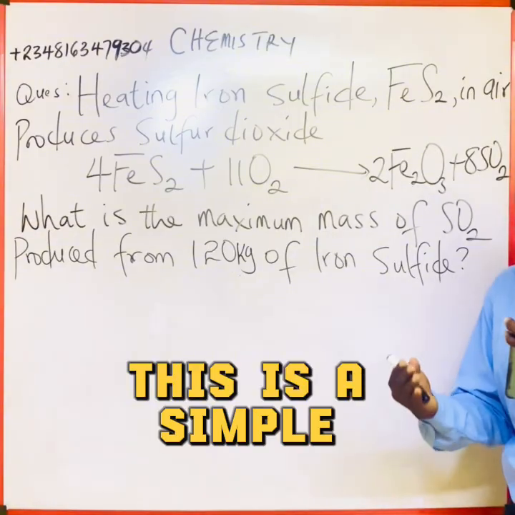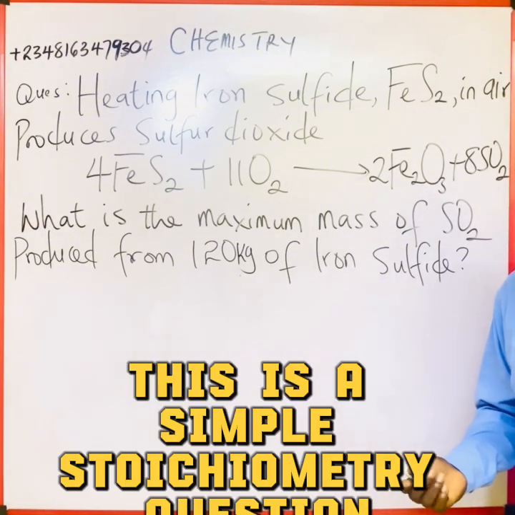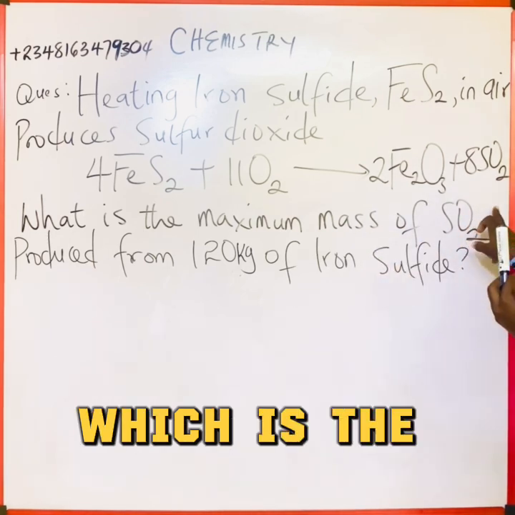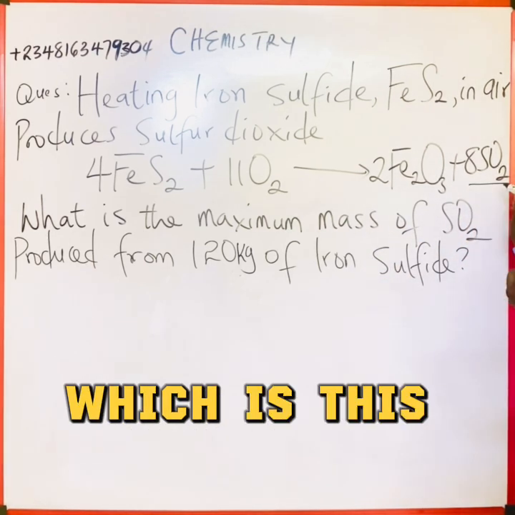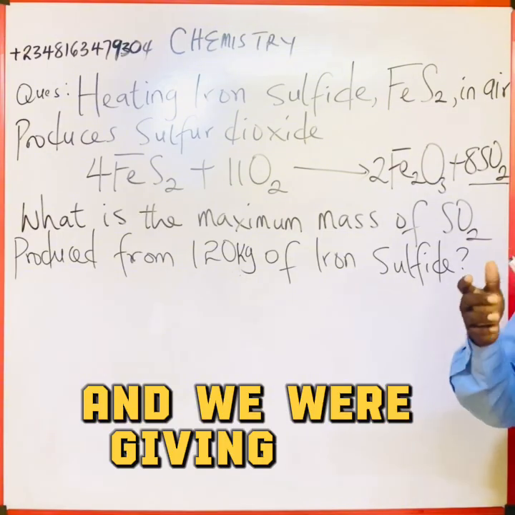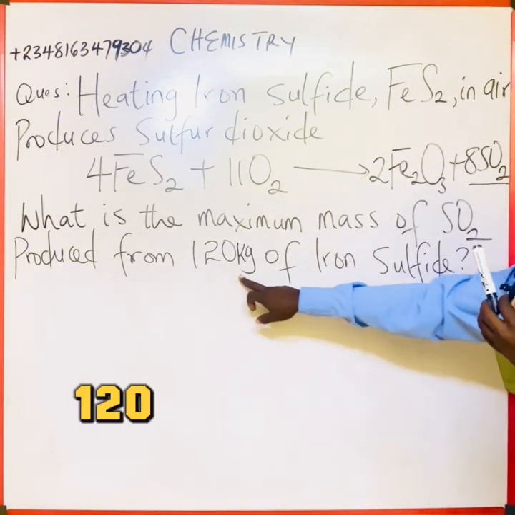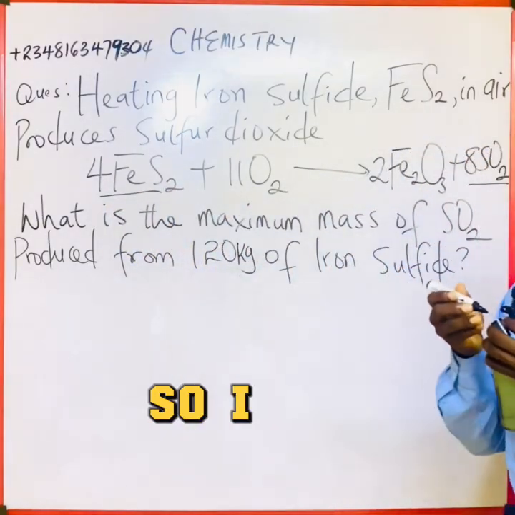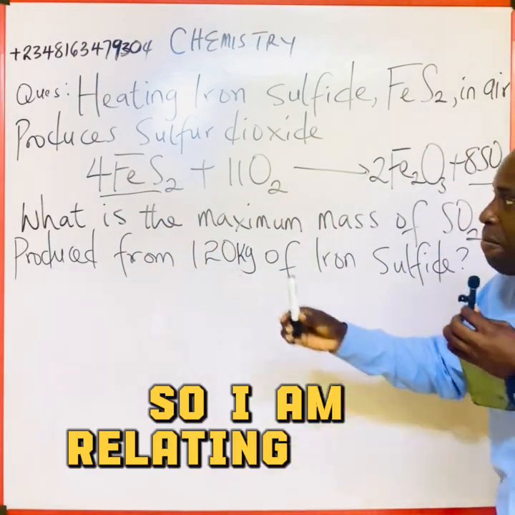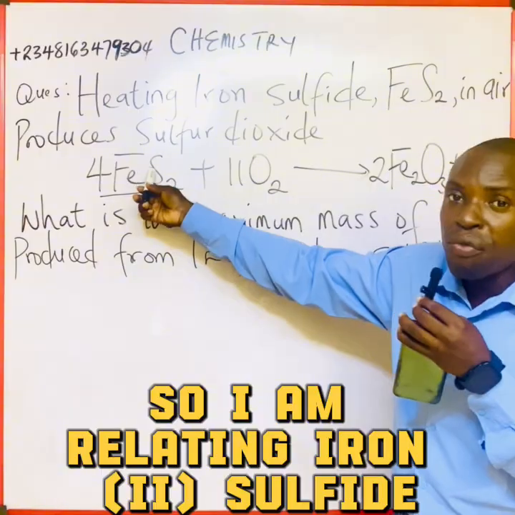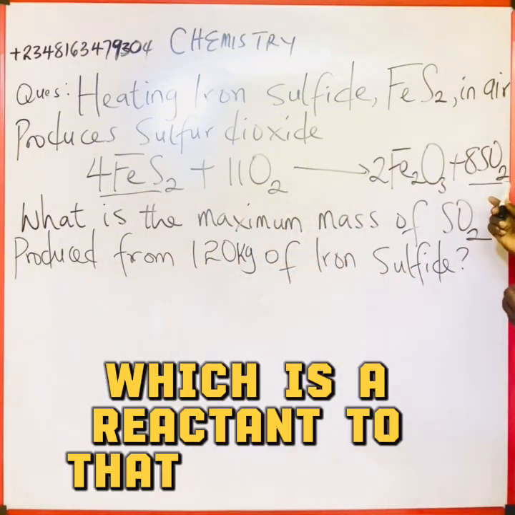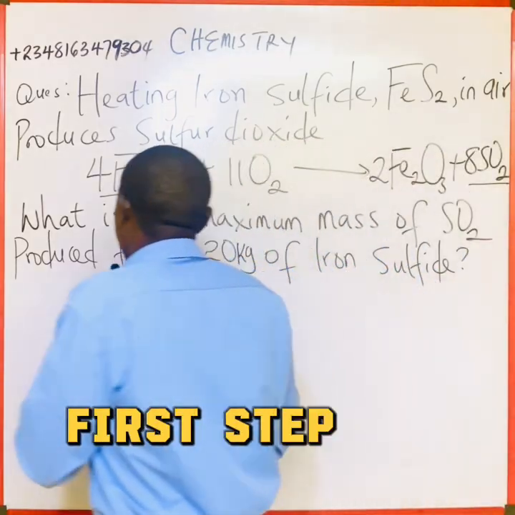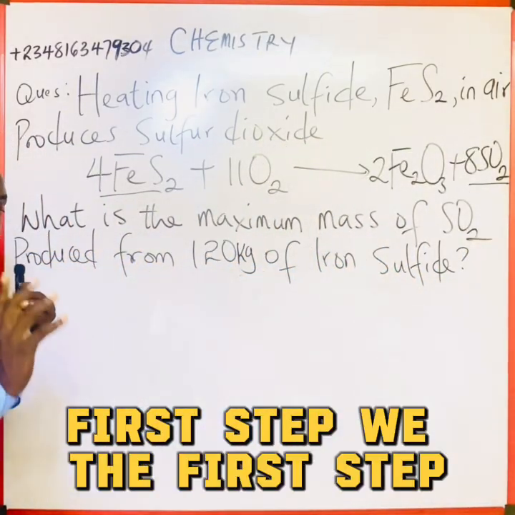This is a simple stoichiometry question whereby we are looking for the unknown, which is the mass of SO2, and we were given the known, 120 kilogram of iron sulfide. So I am relating iron(II) sulfide, which is a reactant, to the SO2, which is the product. So what do we do first step? The first step, follow me.